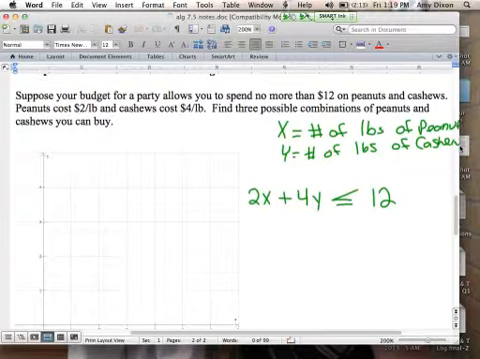Okay, that's our inequality. Now, we have to get this into slope-intercept form. We need to get y by itself. So we need to do something to this 2x. Subtract 2x from both sides.